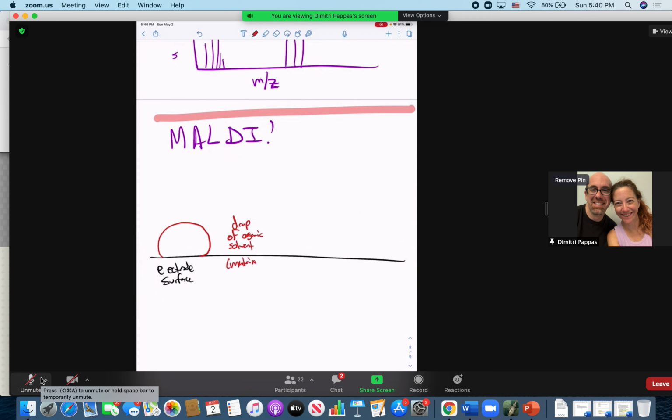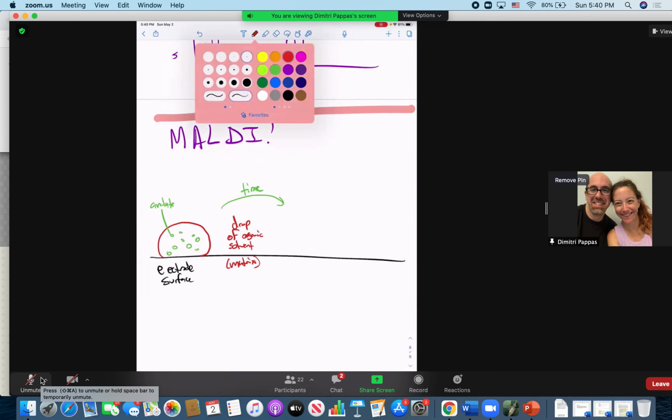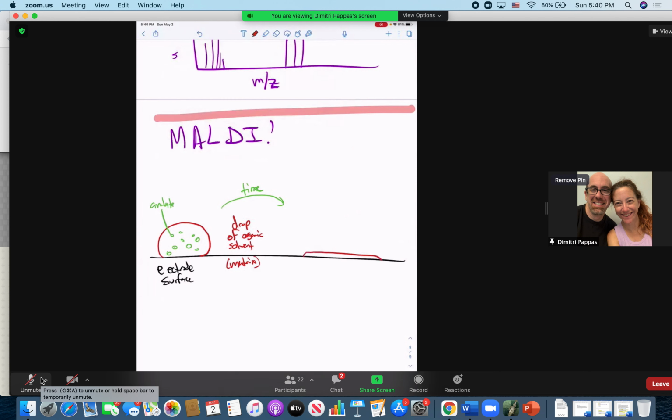My matrix has two jobs. One of them is to dissolve my analyte. I'm going to make my analyte just be little green circles here in my sample. We let some time pass, and what happens is our droplet dries into a film.